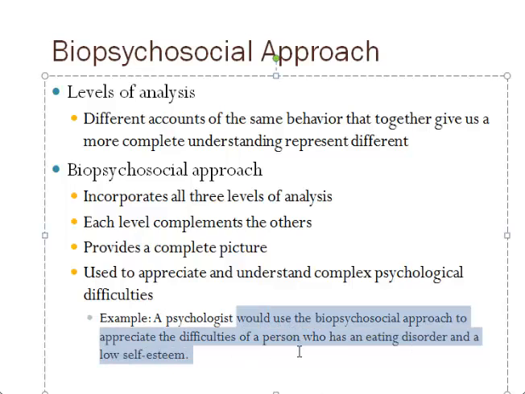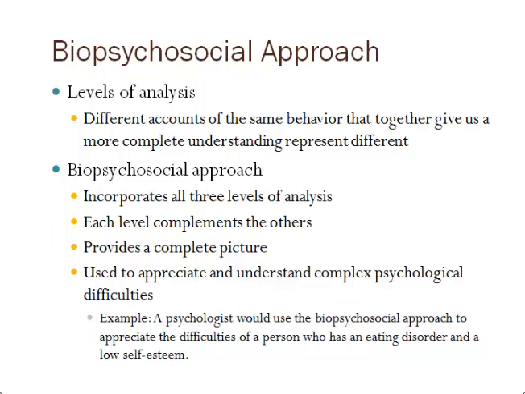A psychologist might use a biopsychosocial approach to appreciate the difficulties of a person who has an eating disorder. Did the person's parent also have eating disorders, and could they have passed on a genetic predisposition from a DNA perspective? Then you look at the person's attitude toward various things. And then you look at whether other people in the same person's peer group also encourage or have eating disorders. That's looking at all 3 levels: the way the person thinks, the way the person was born, and the way the person interacts with the other people in his or her environment.